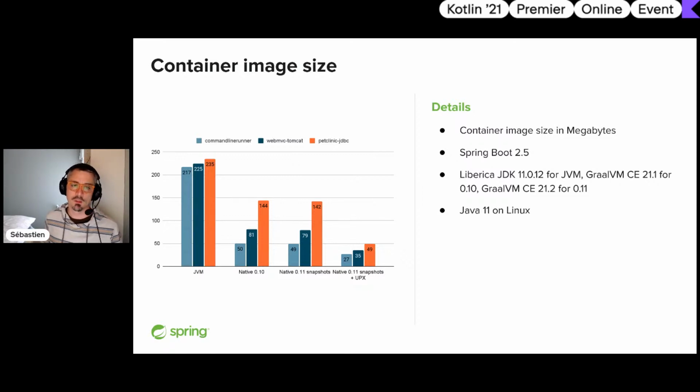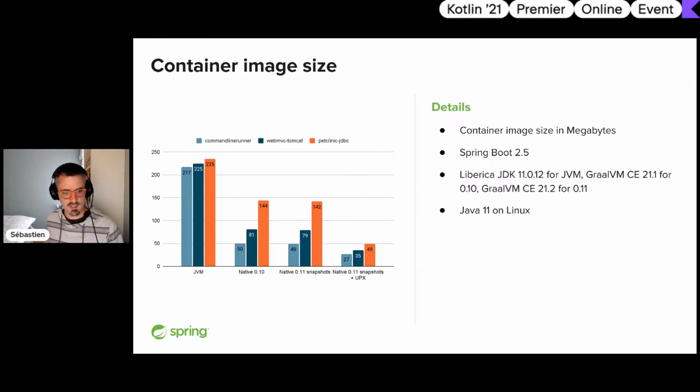Container image size. It's not the most important metric from my point of view. I'm much more interested in memory consumption, but since everybody likes to compare their container image size, let's do that. So with the JVM here, I think we have optimized that in Spring Boot 2.6 by using a smaller base operating system, but these are the figures with 2.5 from a few months ago. You see that we are around 200 megabytes for your container image that will contain the operating system, the JVM, and your application.